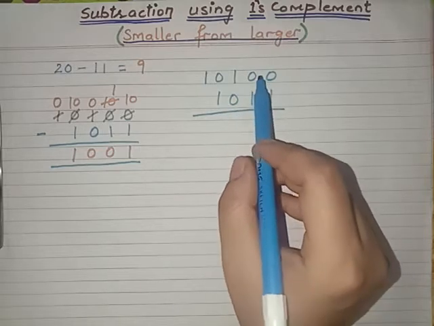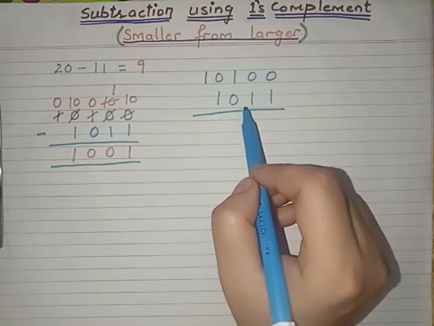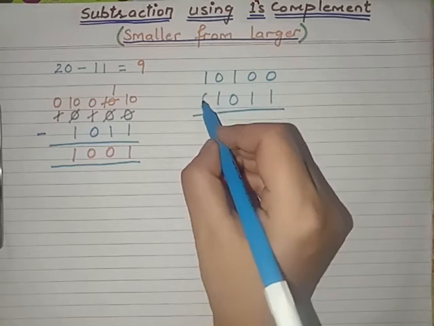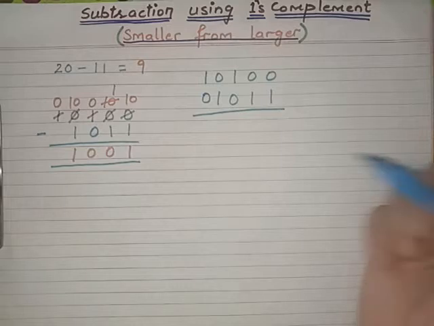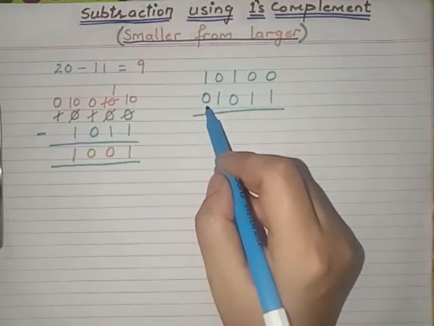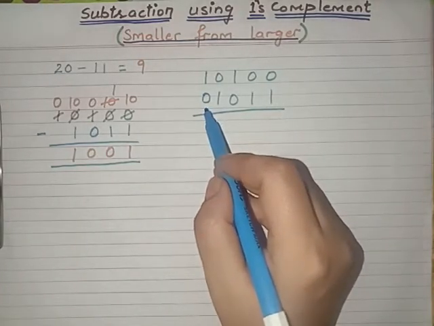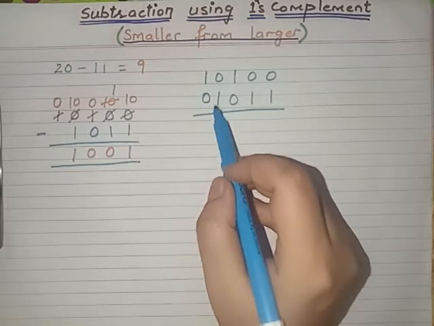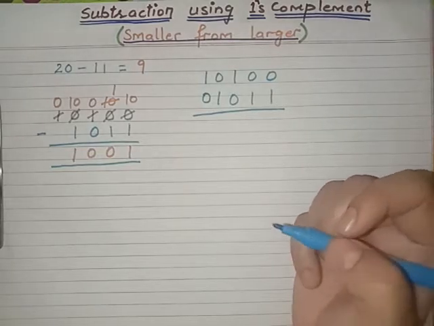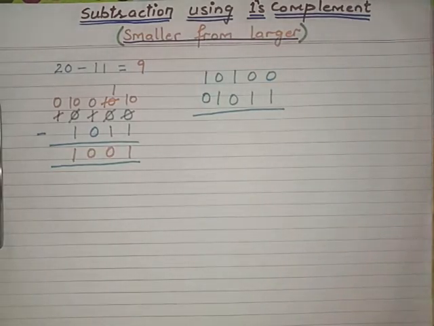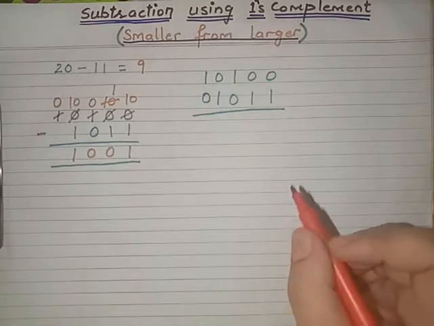So to make these number of digits equal, I will just add a 0 here, so that both of these numbers are now 5-digit numbers. And you know, adding a 0 on the very left side of a number makes no difference in the magnitude, so there's no worry about that.